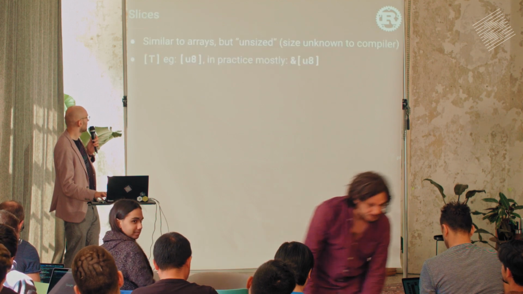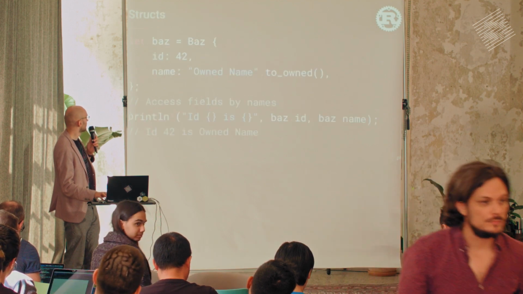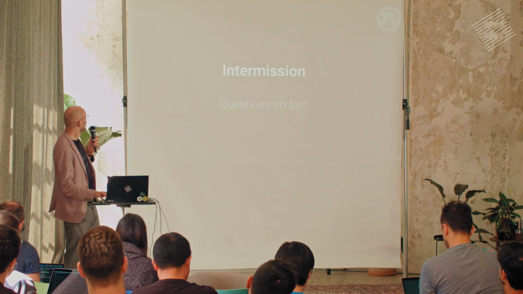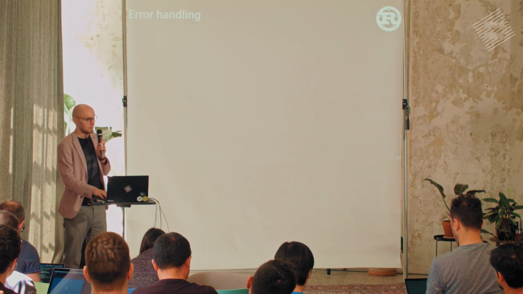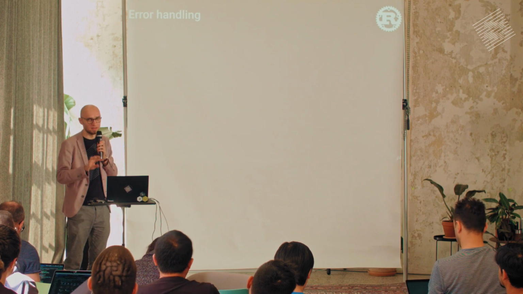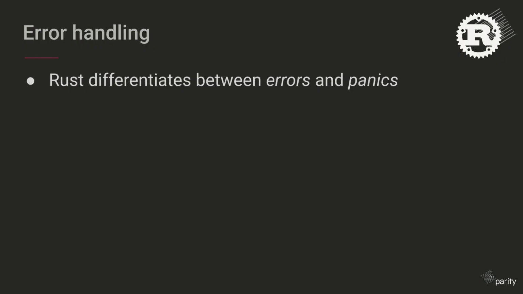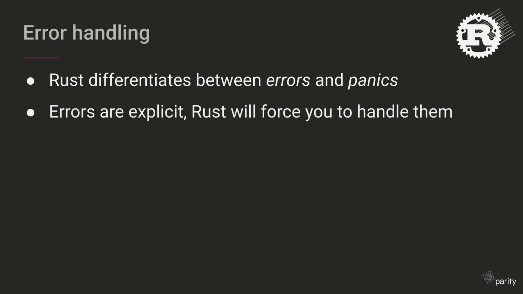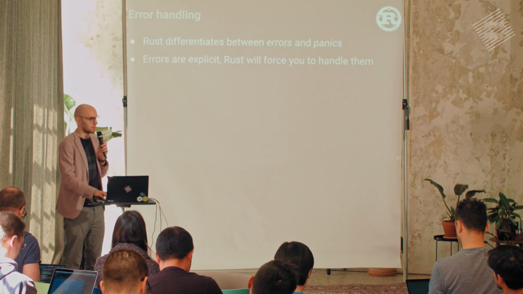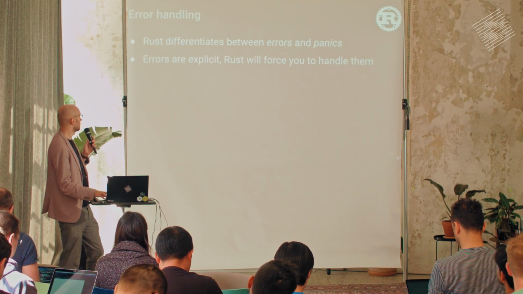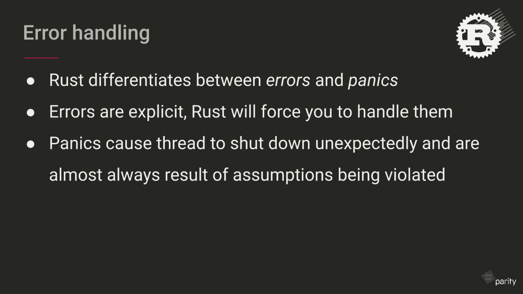So you're slowly getting to some stuff that's actually interesting. Error handling. Okay, so Rust has two different things. Rust has panics and has errors. There's a big distinction between those. Errors, Rust will force you to handle them; the semantics of the language kind of force you to do that, so there is no way around it. Panics are where your code just stops working and breaks down because some assumption that you've made has been violated.